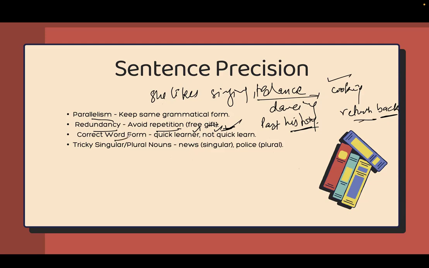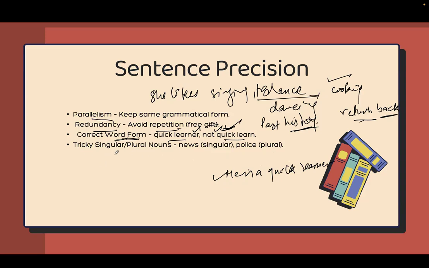Now, make sure the word form fits the sentence. Okay. Quick learner, not quick learn. Okay. He is a quick learner, right? This is the correct sentence. Your word form should be correct.